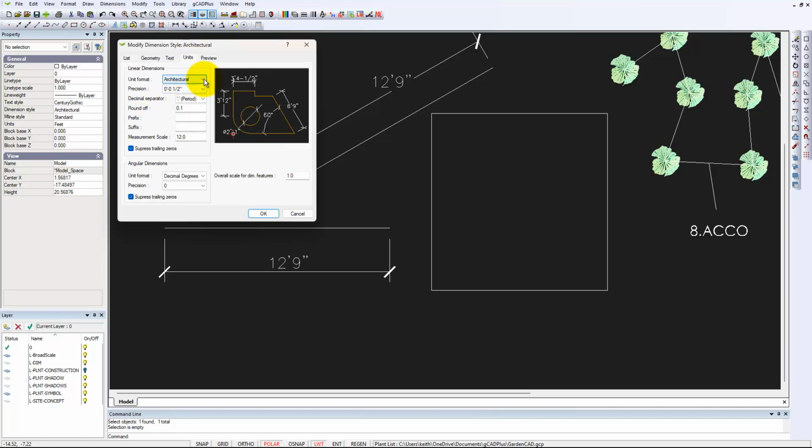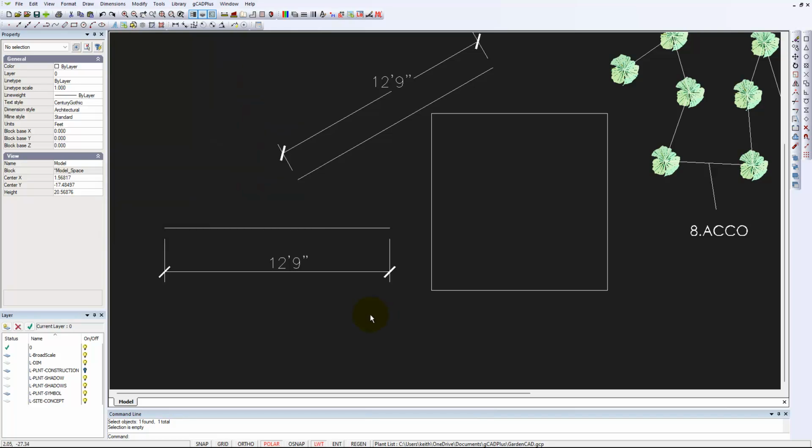we can set a name style, which is architectural. We can set a precision. We can say what is the decimal separator, and we pop in a measurement scale of 12. That's the conversion factor, of course, to inches. So the conversion's done for us. That is a linear horizontal line.